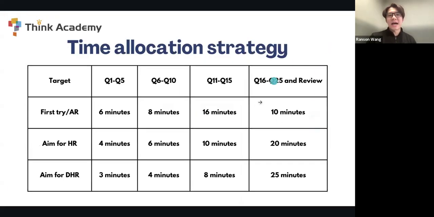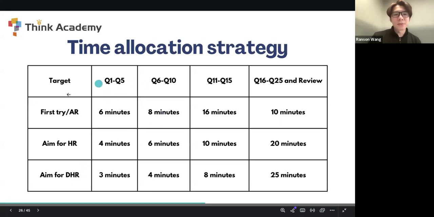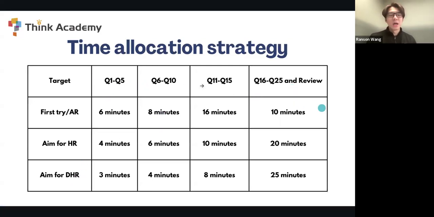And here, let me show you the time allocation strategy. Based on the different targets, whether it's a first try, or you want to aim for the achievement roll, honor roll, or distinguished honor roll, we have different allocation strategies. If it's your first try, or you want to get the achievement roll, your goal is definitely to get the first 15 questions correct. That's why we spend 30 minutes on the first 15 questions. For questions 1 to 5, you have 6 minutes, which means for each question you're going to spend more than 1 minute to make sure you get that question correct.